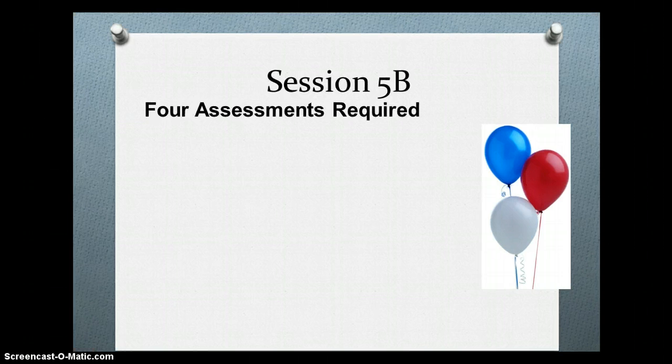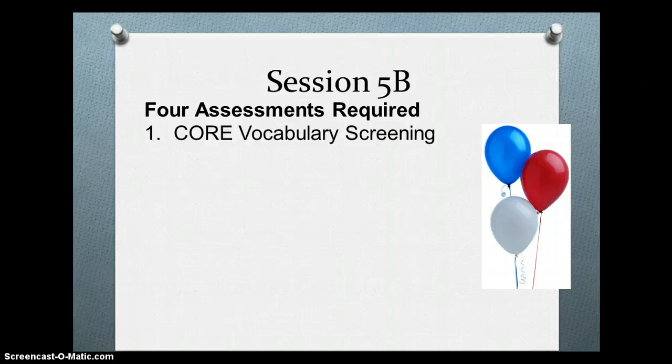Session 5B is going to be next week. That will be your last session with this student. There are going to be 4 assessments required. However, one of them you already gave. Those 4 assessments are the core vocabulary screening, which doesn't take too long.